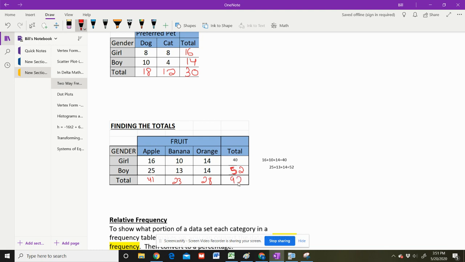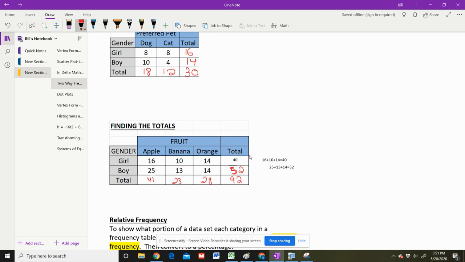All right, so we had 16 girls said they liked apples, 10 girls said they liked bananas, 14 girls said they liked oranges, for a total of 40 girls. We had a total of 52 boys broken out that way. And then the other part of this data is now we know that out of everybody surveyed, 41 people said they liked apples, 23 people said they liked bananas, and 28 people said they liked oranges. So it just gives us a way to break up the data by two different variables.